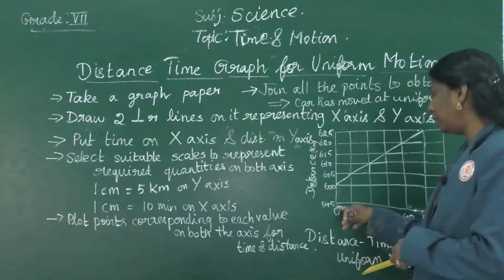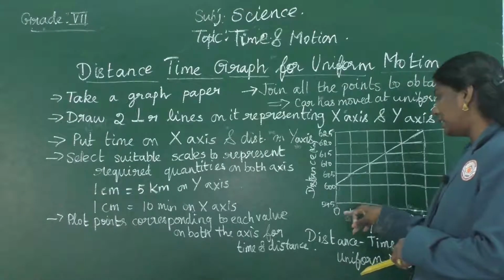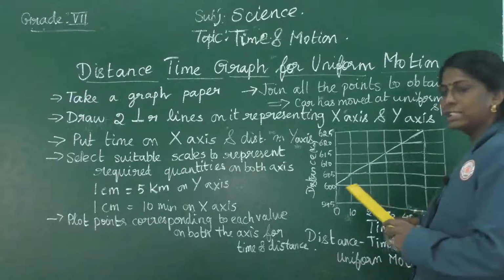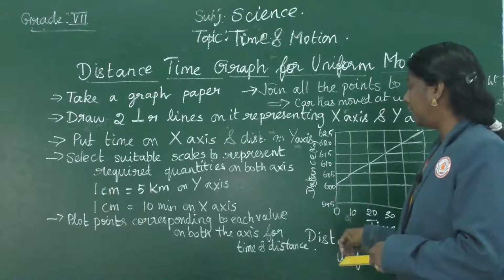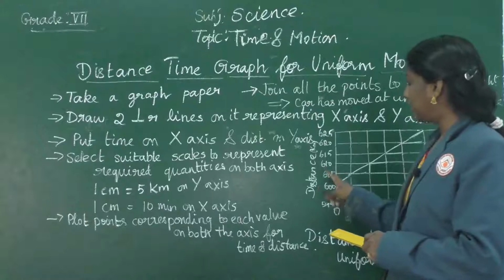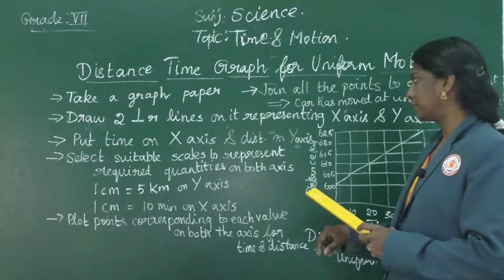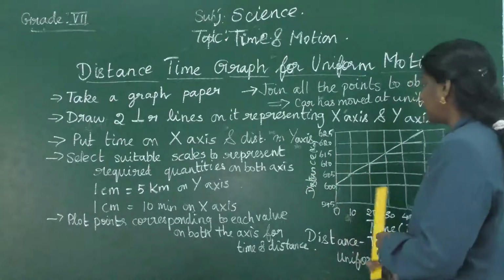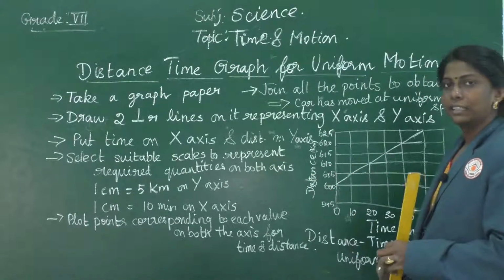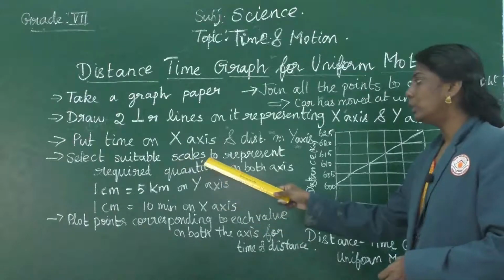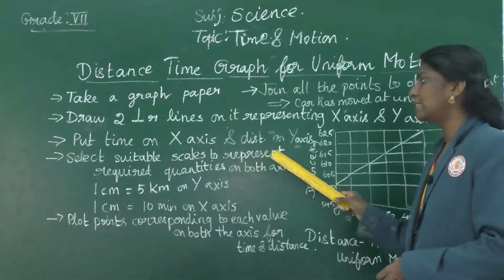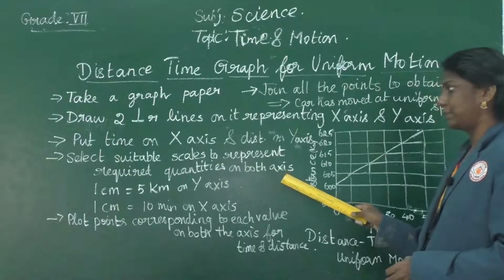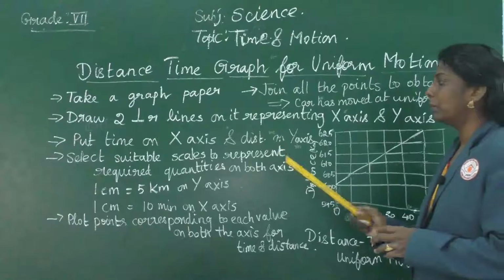Here in the x-axis we took time. For example, each break is 10 minutes, 20 minutes, 30 minutes, 40 minutes, 50 minutes and 60 minutes and so on. Clear? And this axis we have taken for distance. Put time on x-axis and distance on y-axis. Then select suitable scales to represent the required quantities on both axes.